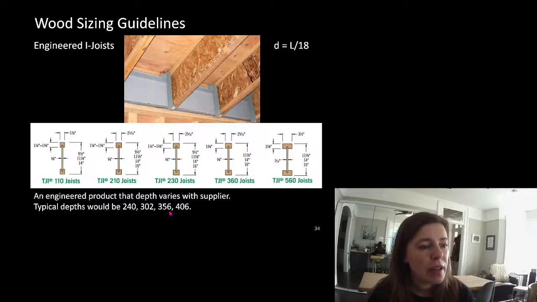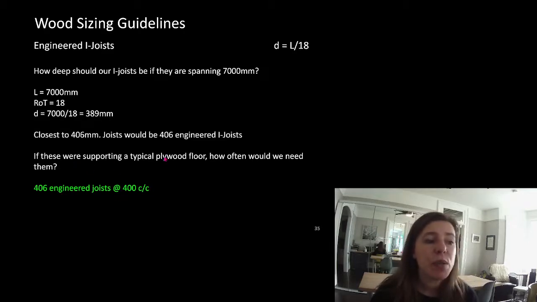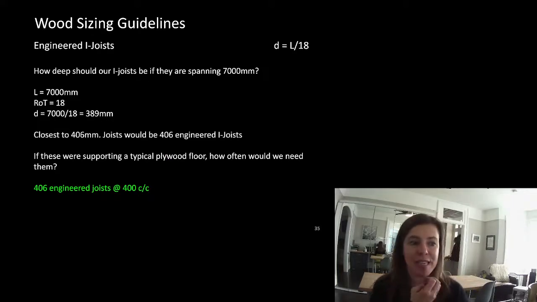Let's go back and look. That one would be too small, so it looks like we'd need to go with the 406. So the closest is a 406. I would specify 406 engineered joists. The engineered would replace the I. You could say I joists or joists, engineered joists. If these were supporting typical plywood floor, how often would we need these to occur? Well, that's right. We know the plywood spans 16 inches, so 16 inches center to center. So 406 engineered joists at 400 center to center.